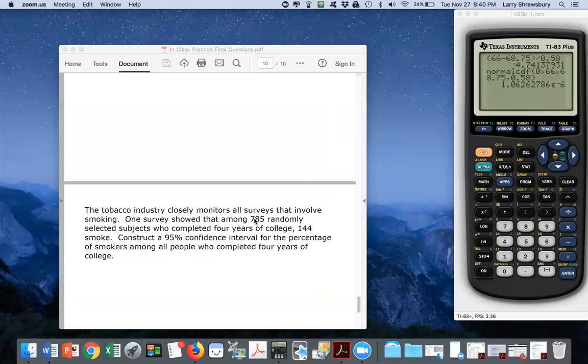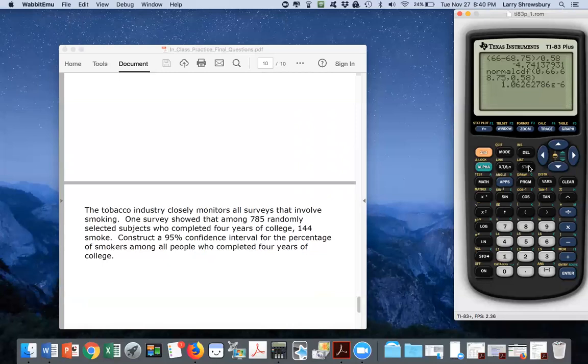And we're doing a confidence interval. All right, so what are they asking for? Confidence interval. What type of data is it? Binary. Do we have one sample or two samples? One. Okay, so it's a one sample inference for the population proportion.